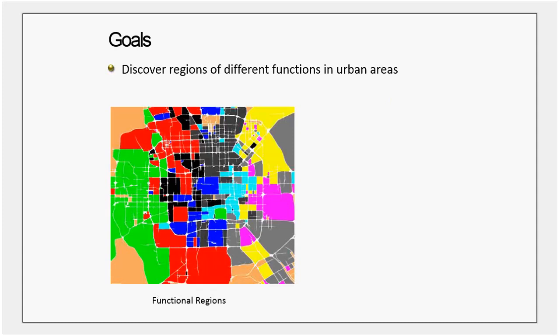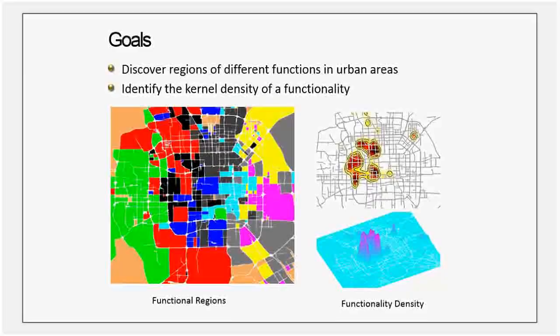On the other hand, even if a region was recognized as an educational area, it does not mean every part of the region is serving educational functions. So we need to further identify the kernel density distribution of each kind of functional region. This figure shows the kernel density function of commercial area in Beijing. The darker the color is, the higher the probability this location could be a commercial area. For each kind of functional region, we can build such a kernel density distribution.